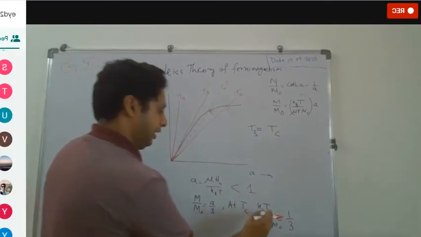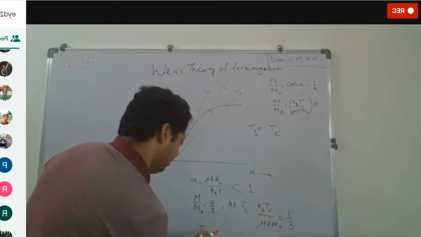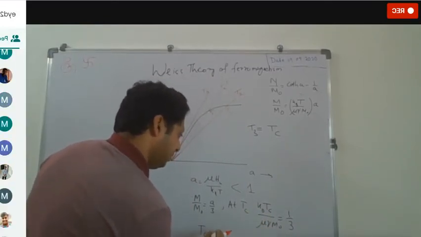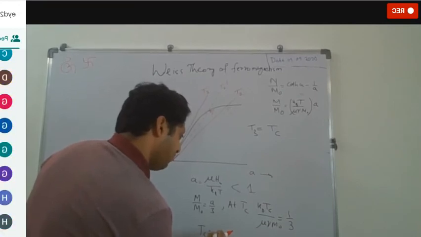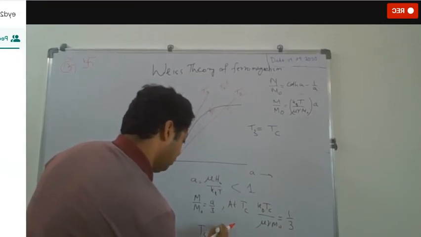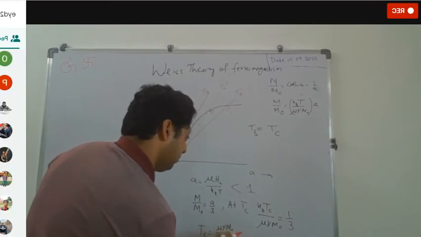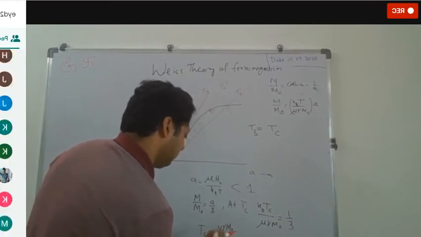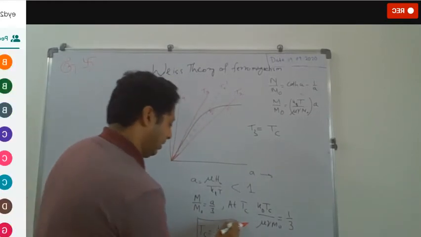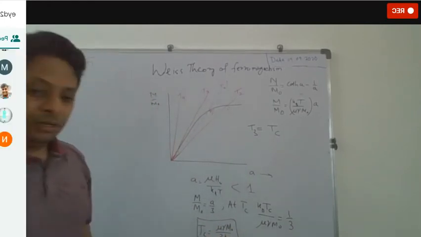Then you can have an expression for Tc in terms of these parameters. It will be mu gamma m naught by 3k. This is an expression for Tc. Okay.